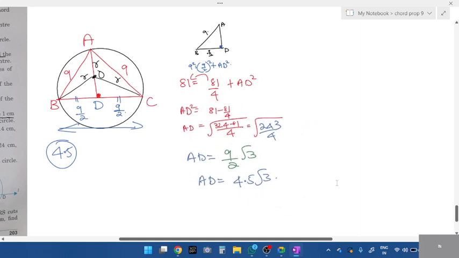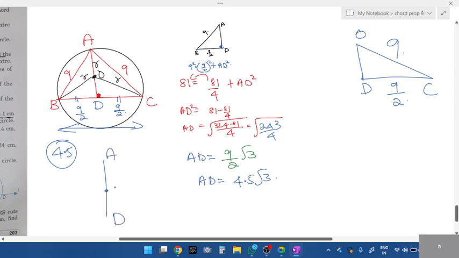4.5 root 3. Then once you complete this, we need to find radius. You can either take OBD or DOC. Let me take ODC, students. In ODC, what is DC value? DC is 9 by 2. What is OC? OC is 9. Now in a straight line AD, look at the straight line AD.